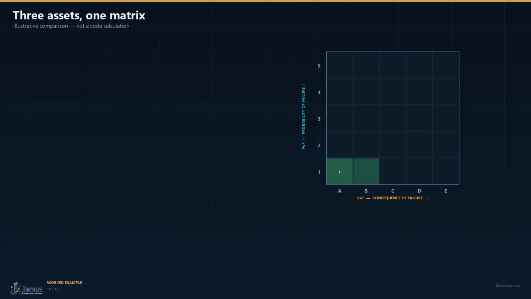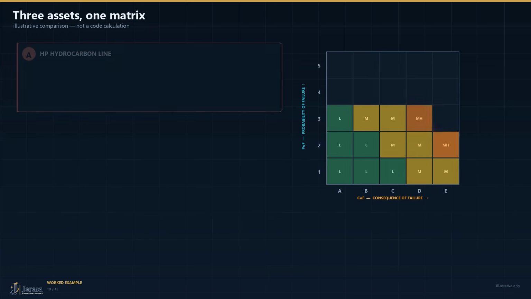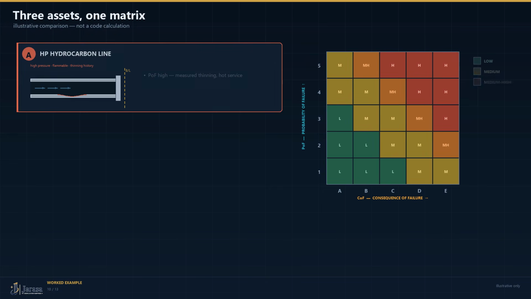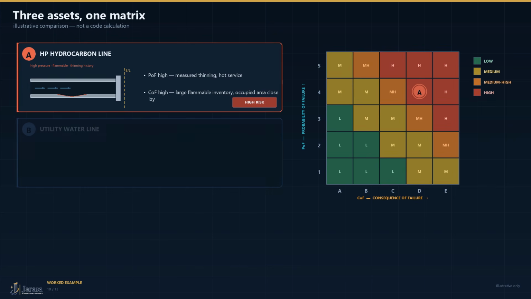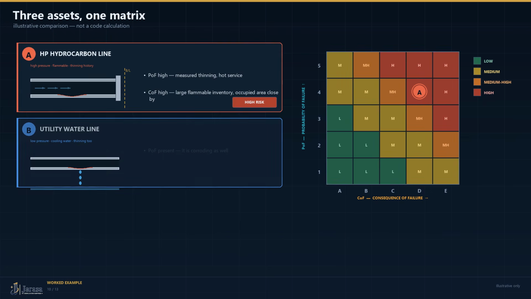Take 3 illustrative assets. A: a high-pressure hydrocarbon line near a unit battery limit, with a measured thinning history. High probability and high consequence, because of a large flammable inventory close to occupied areas. It lands in the high-risk corner.